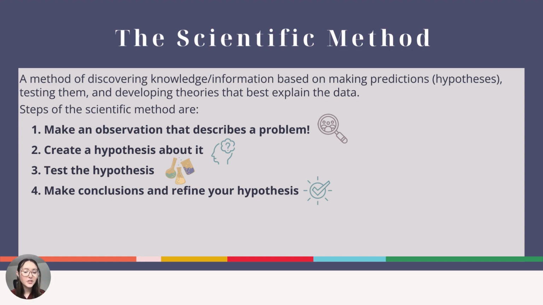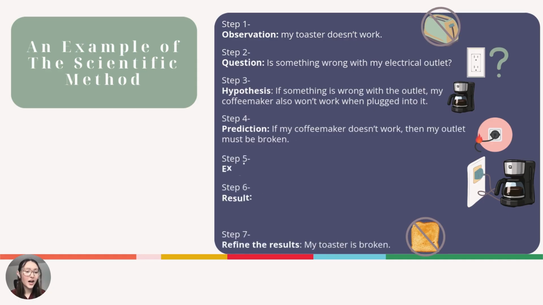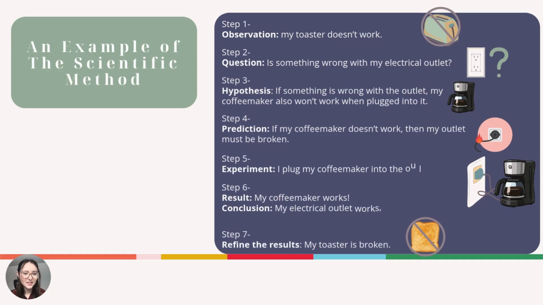Step 1, make an observation that describes a problem. Step 2, create a hypothesis about it. Then you'll test the hypothesis. And lastly, you'll make conclusions and refine your hypothesis based on your findings. So let's go through an example of the scientific method to help you understand the processes.